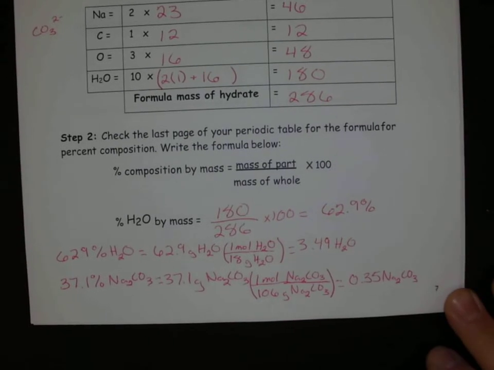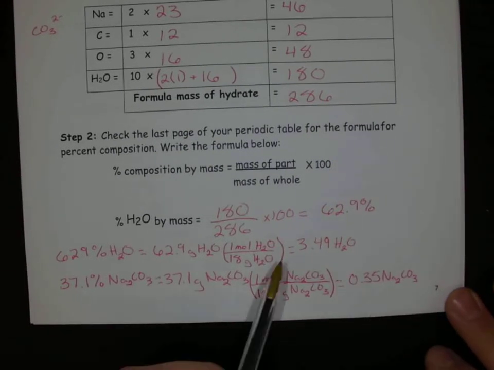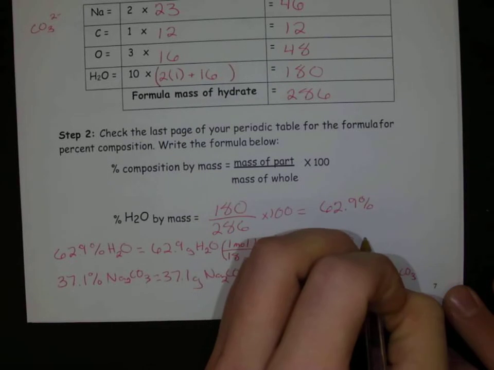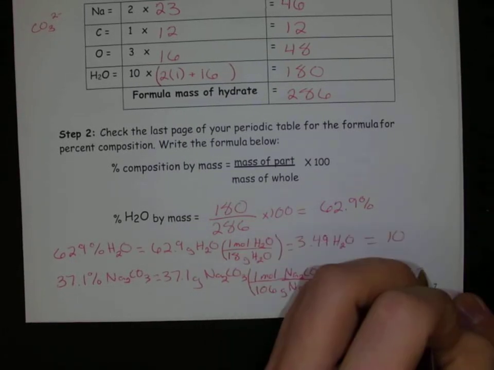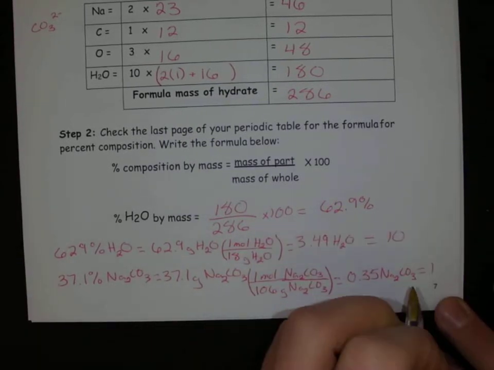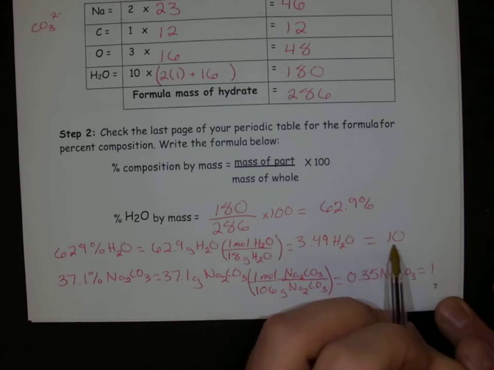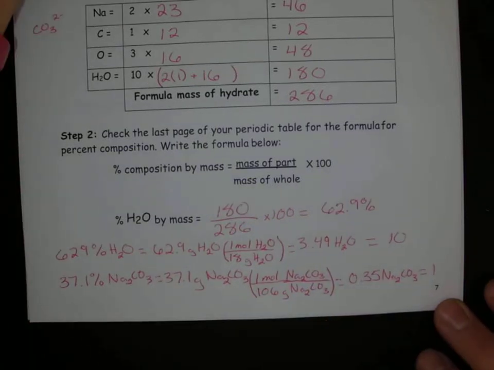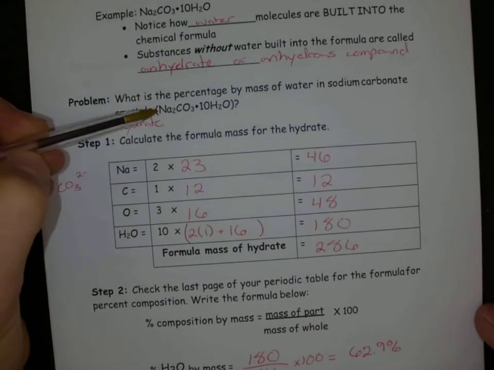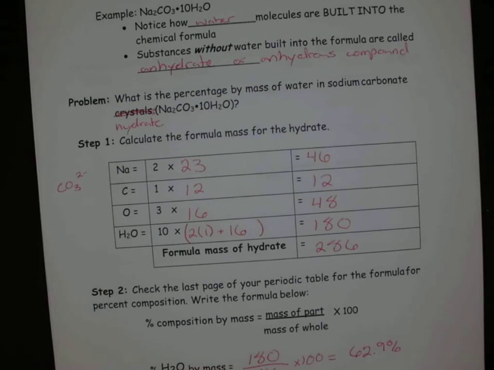So then, right, I would divide by the smaller number. So 3.49 divided by 0.35, that is going to be roughly 10 to 1. So now we see for my 1 sodium carbonate, I've got 10 water molecules. What was my hydrate formula? Oh, look at that. It's 1 sodium carbonate to 10 water molecules.